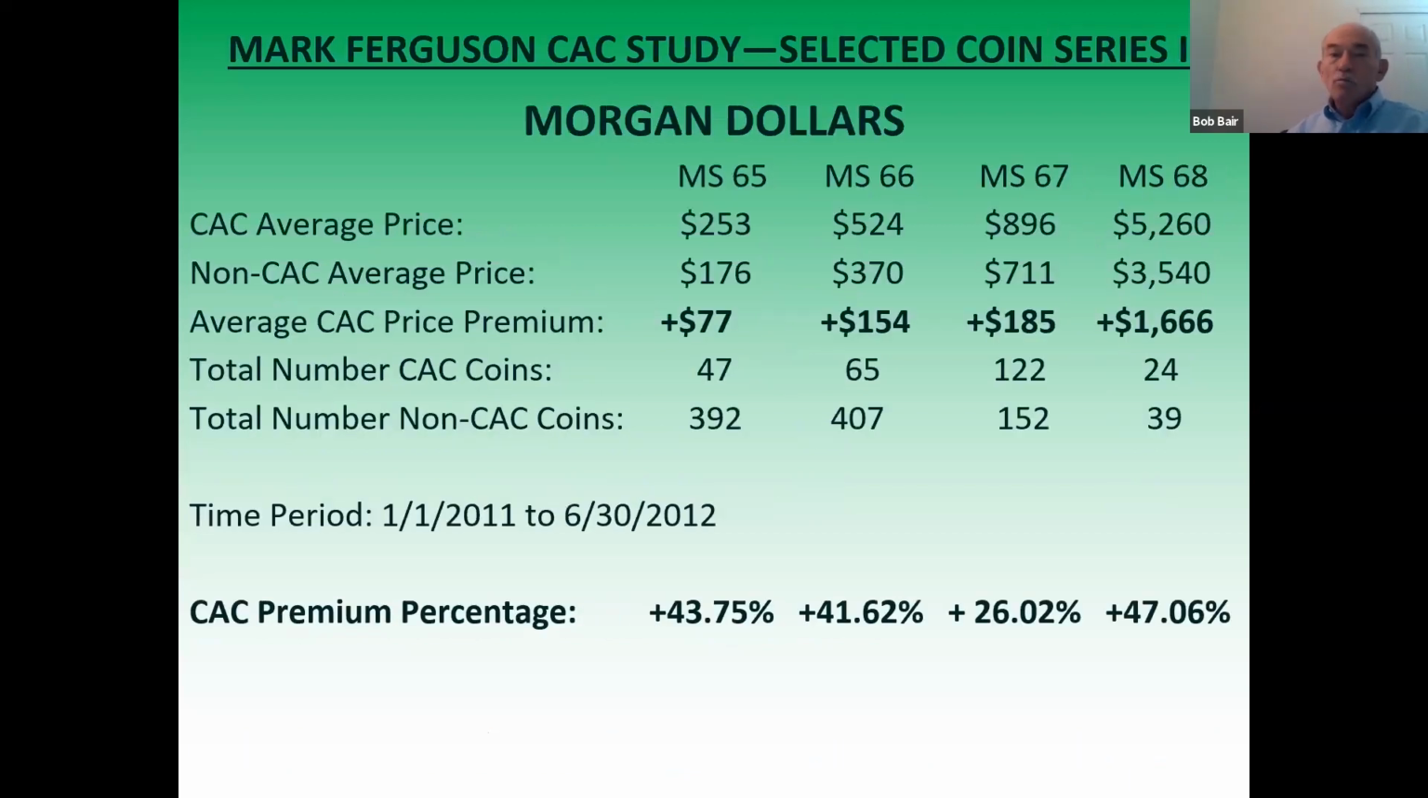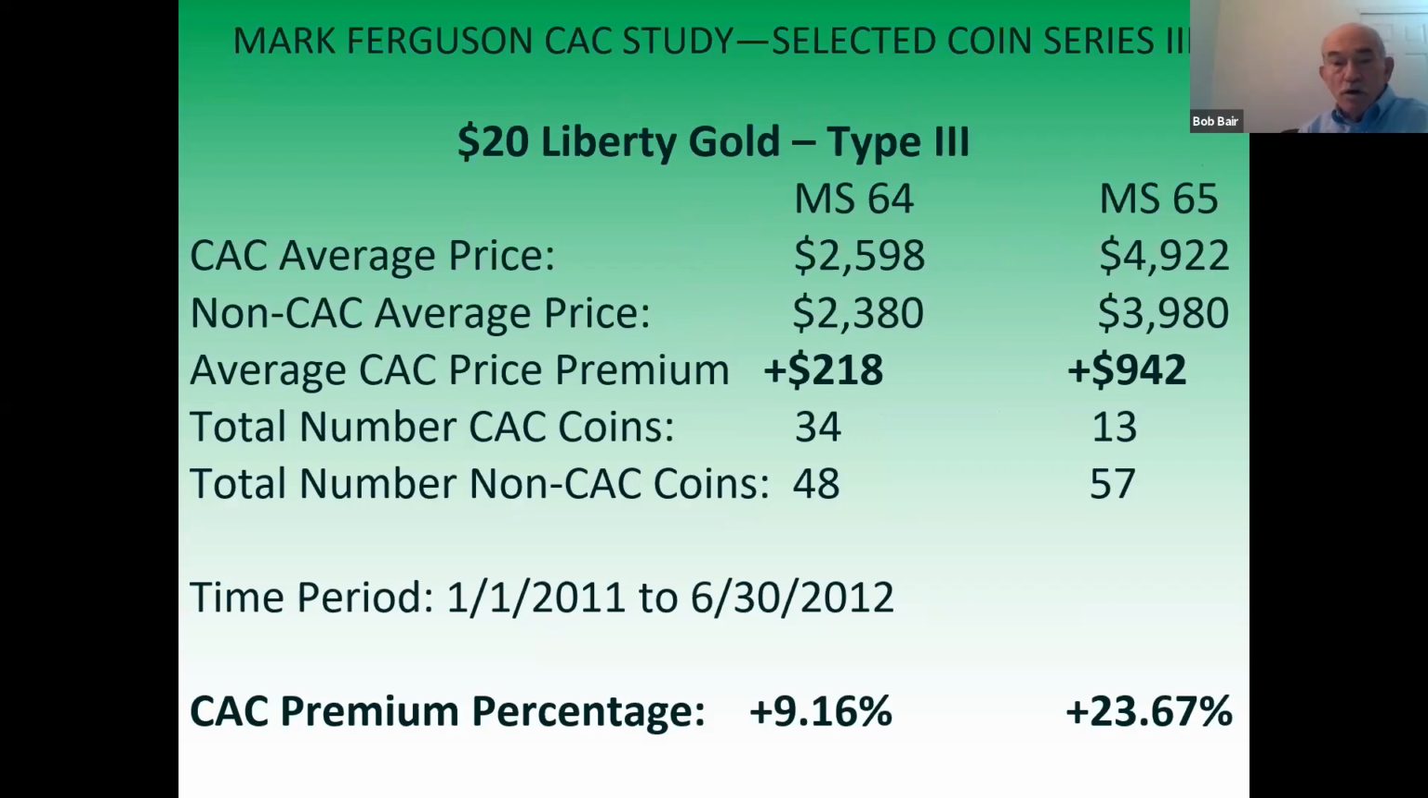Let's take a look at another series. Here's Morgan dollars. A lot of people like Morgan dollars. Let's just look at the average CAC price premium. And remember what Ferguson said, no exceptions in any series at any denomination. MS65s, $77, 66, $154. At the bottom line, what's the CAC premium percentage? 43.75, 41.62, and so on. CAC coins are bringing, during that year and a half period at Heritage Auctions, substantially more than non-CAC coins. $20 Libs, once again, average price premium in MS64, $218, in MS65, $942, translates at the bottom to 9.16%, 23.67%. No exceptions in any grade or any denomination.